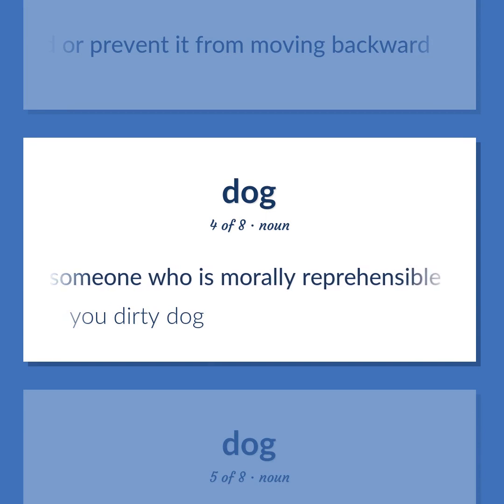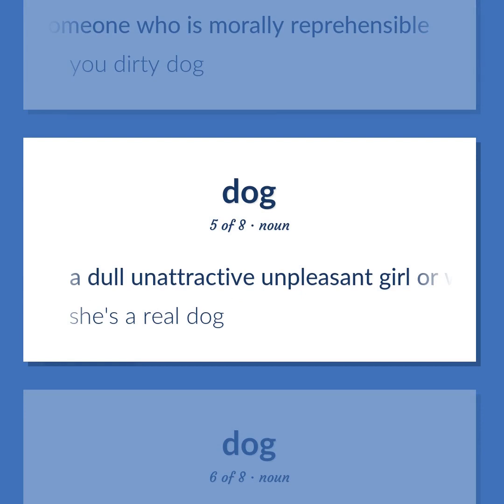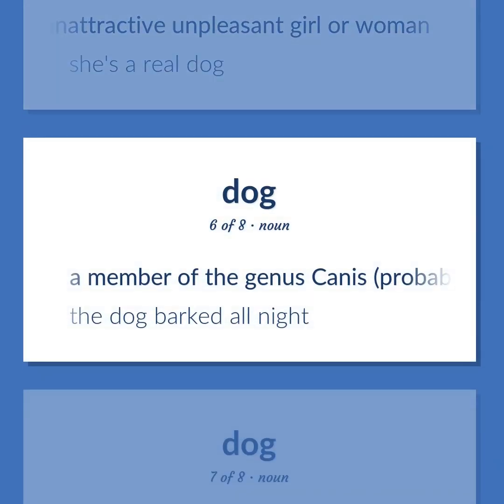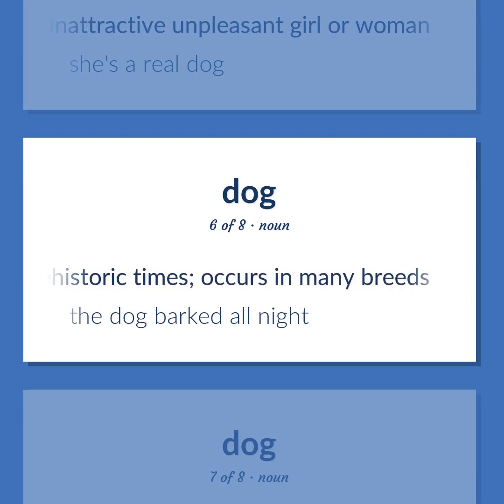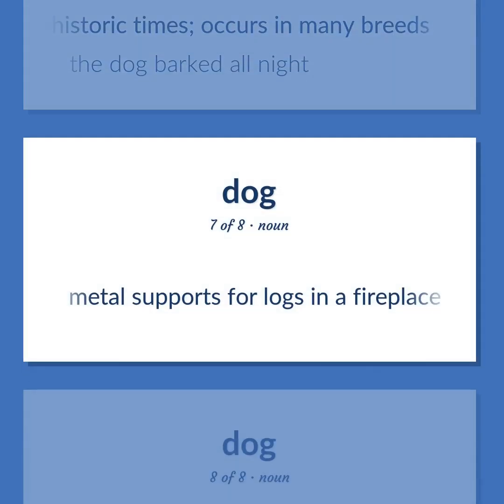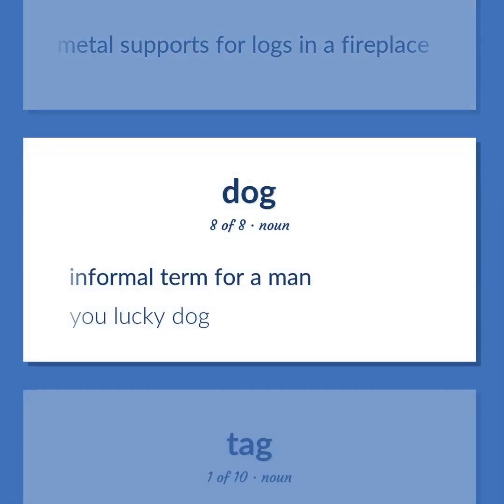Someone who is morally reprehensible. You dirty dog. A dull, unattractive, unpleasant girl or woman. She's a real dog. A member of the genus Canis, probably descended from the common wolf, that has been domesticated by man since prehistoric times, occurs in many breeds. The dog barked all night. Metal supports for logs in a fireplace. Informal term for a man. You lucky dog.